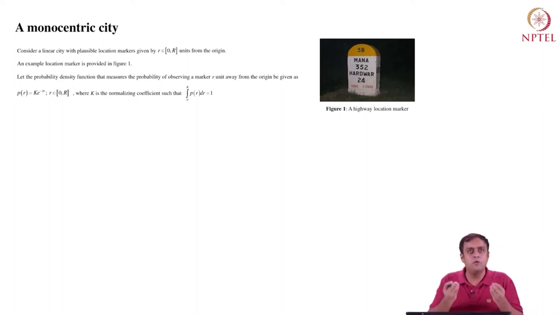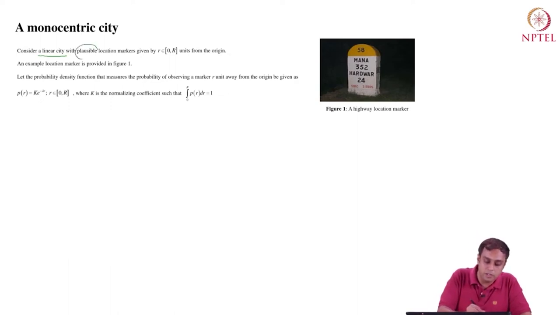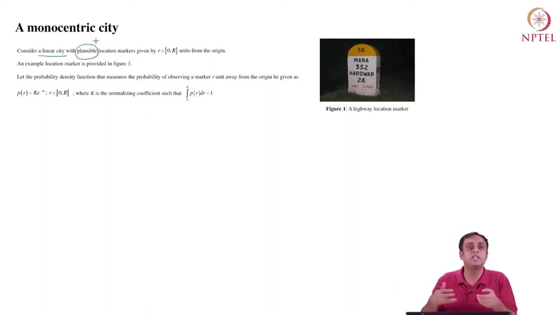Okay? So I've used a few terms here. First of all, I'm talking about a linear city. I'm talking about plausible location markers. It's not that we will locate markers everywhere in this linear city. We are going to have some plausible locations where we can locate these markers. What's a location marker? You can look at figure 1. A location marker is when you're driving through a highway and you see a kilometer marker which tells you, okay, in this example, Haridwar is 24 kilometers away. And when I look at location markers away from the origin, I can get a sense of how far out I have come from the city center, right?